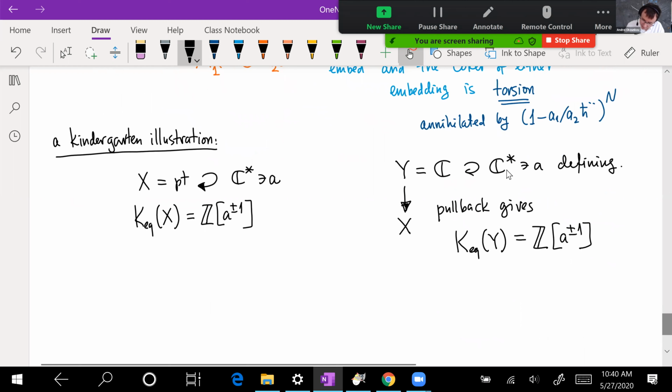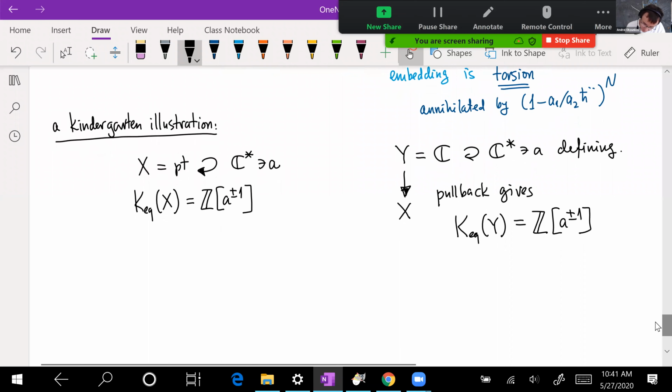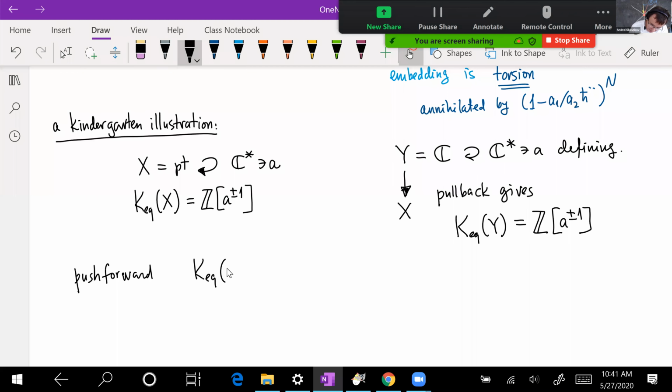In other words, any C star equivariant vector bundle on C is trivial, and we only need to specify how C star acts on the fiber over 0. So that's the specification. But now we consider a different map. Then there's a push forward, from equivariant K-theory of X to equivariant K-theory of Y.